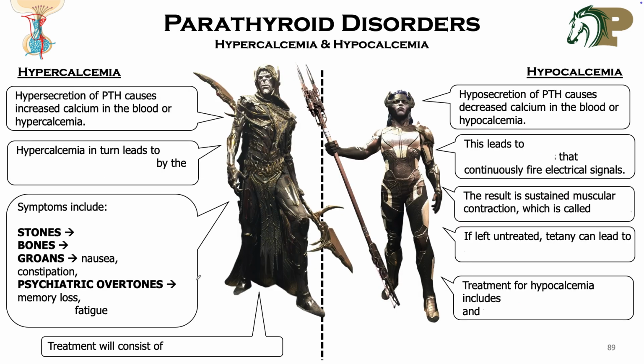All right, last slide. So our parathyroid disorders. Since PTH deals with calcium regulation, for parathyroid disorders, we will have hyper and hypocalcemia. Okay? So in hypercalcemia, we have a hypersecretion of PTH, causes increased calcium in the blood, or hypercalcemia. Okay? This can lead to increased calcium absorption by the kidneys.